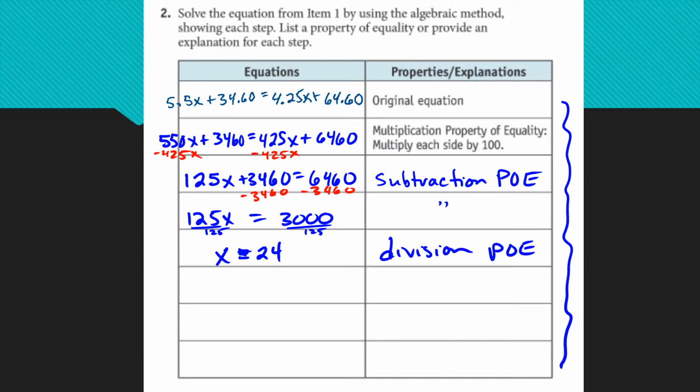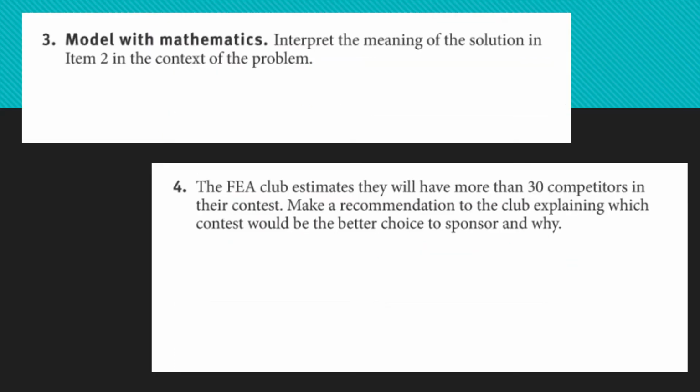That got us to there. All right. So this was subtraction, and then I repeated it. That's what these little marks mean. Same thing again. And there we have it. So we got an answer of x equals 24. And we had already said that x stands for competitors.